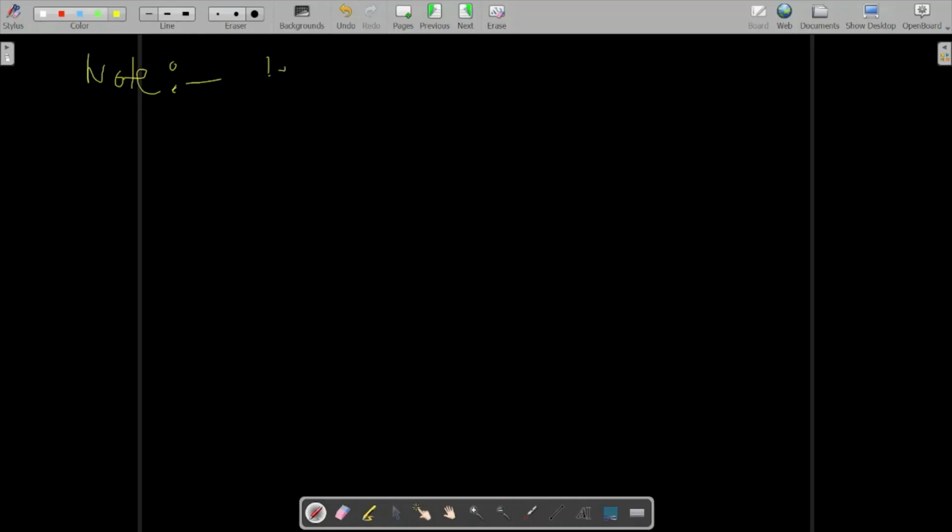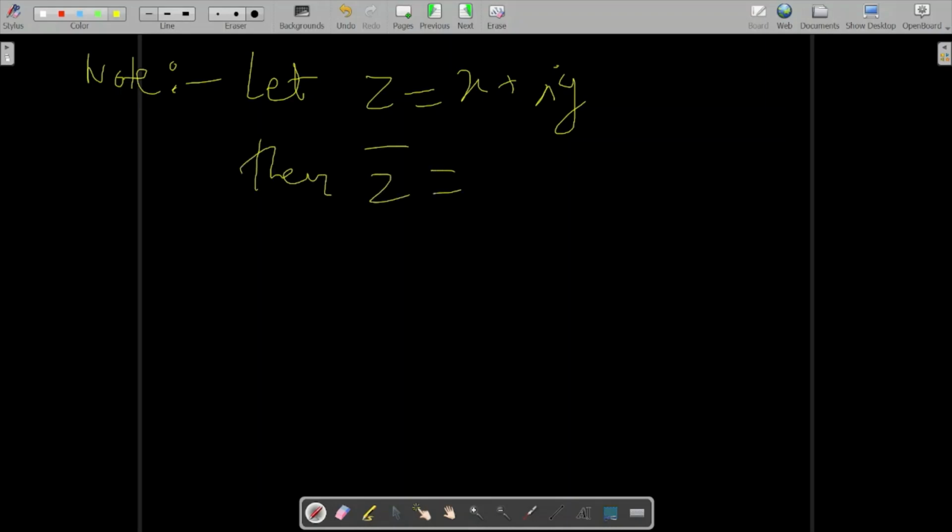Write in the note: let z is equal to x plus iy. Then what will happen? Then z bar is equal to x minus iy, by the definition of conjugate.